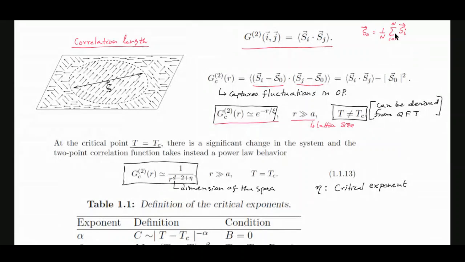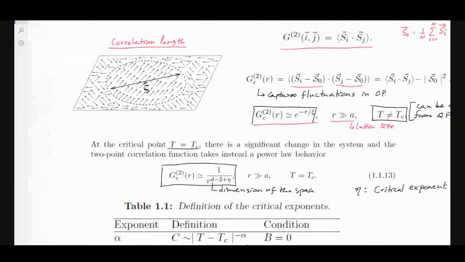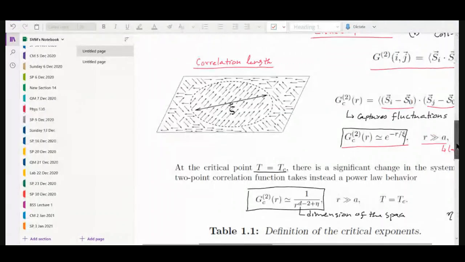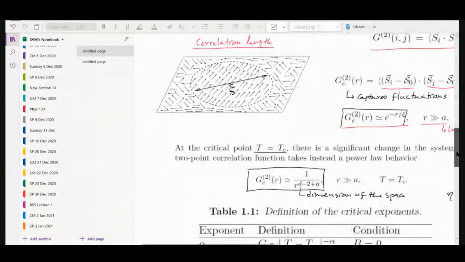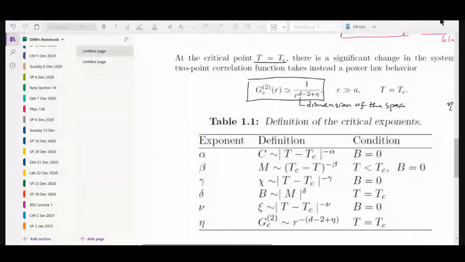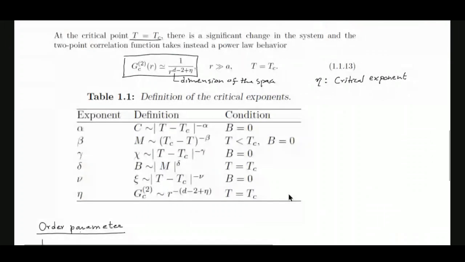This correlation function will have a behavior like this. Now let me say that one of the important and very exciting aspects of this second order phase transition is that it's not this exponent alone, but there are a host of other exponents, which are given in this table.